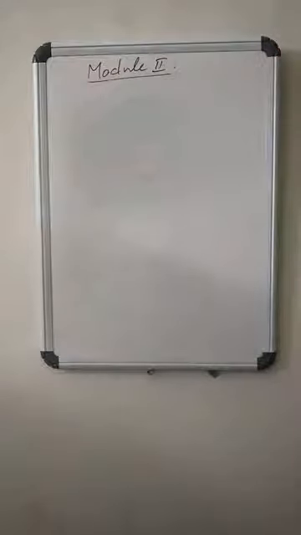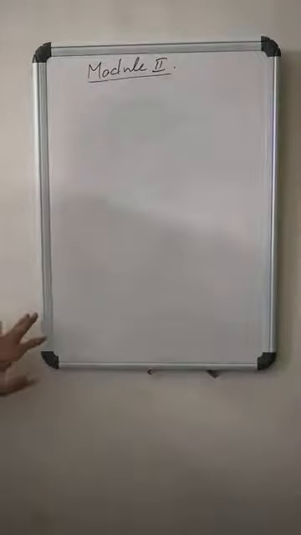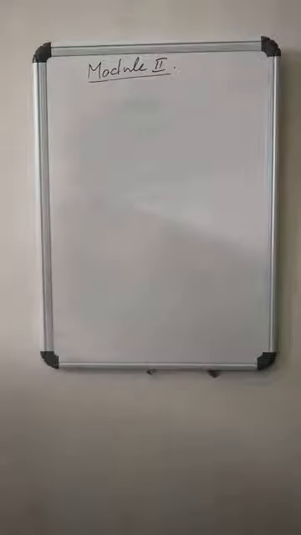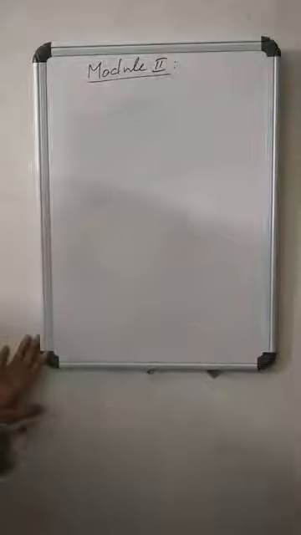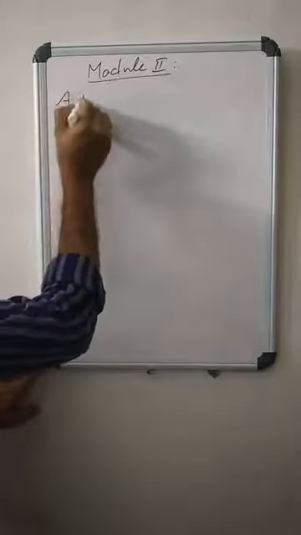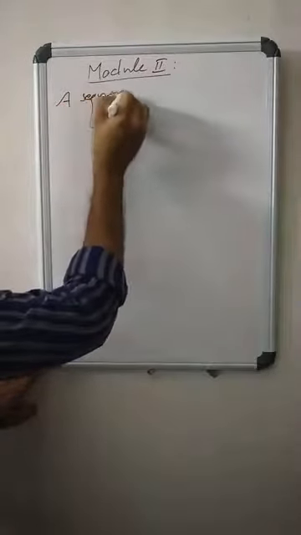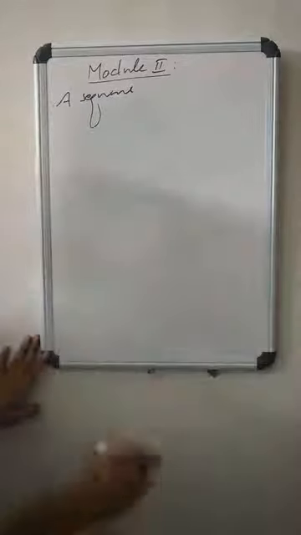Then if the limit of a sequence exists, then it is unique. If the limit of a sequence exists, then it is unique. That means a sequence has at most one limit, that is, the limit of a sequence is unique.